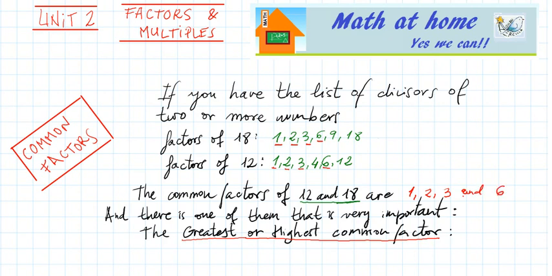That's it. Good. These are the common factors, but there is also a very, very important common factor that is the greatest of these common factors. It's called the greatest common factor. And in this case, the greatest common factor is number 6. So the greatest common factor of 18 and 12 is 6. Good.